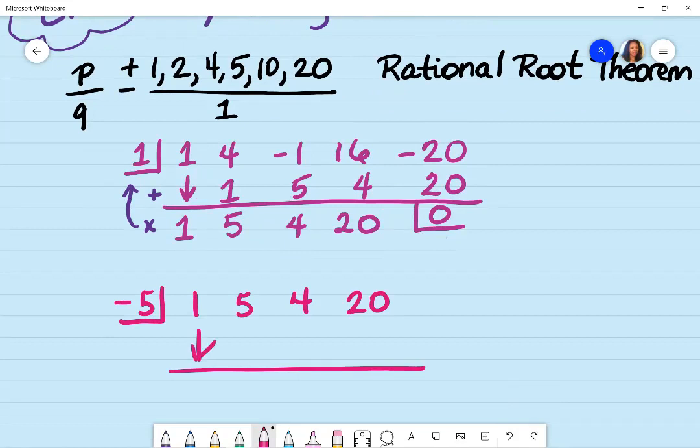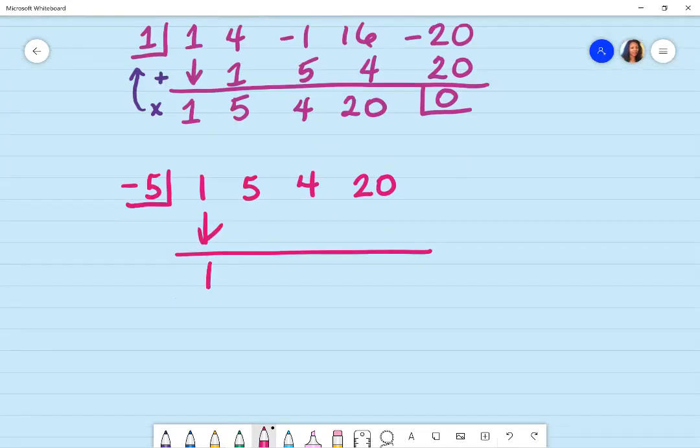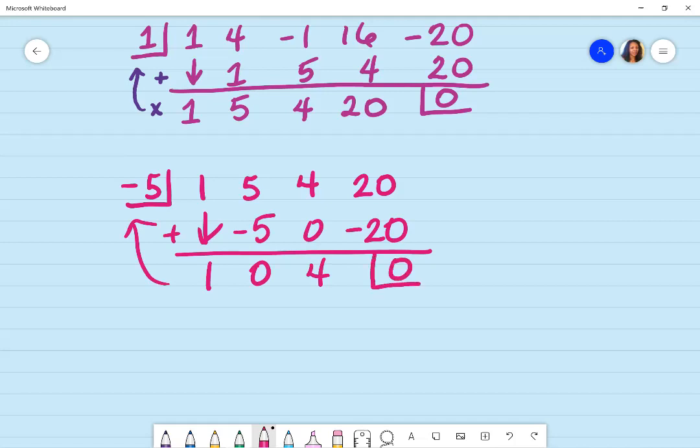So I'm going to do the process again. I'm going to pull down the 1, multiply times my divisor, and then combine like terms. So 1 times -5 is -5, 5 minus 5 is 0, 0 times -5 is 0, 4 plus 0 is 4, and then 4 times -5 is -20. I know I'm on the right track if I receive a remainder of 0, okay? So what you are trying to do is keep drilling down until you get 3 terms. Once you get to 3 terms, that is a quadratic.